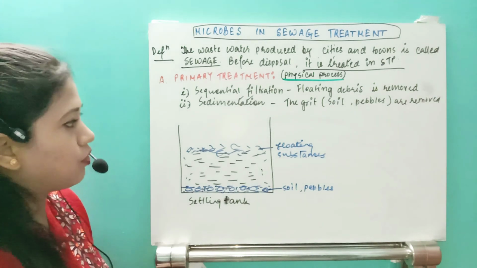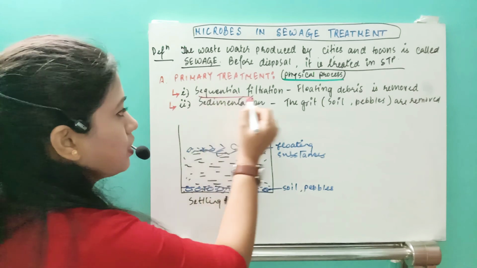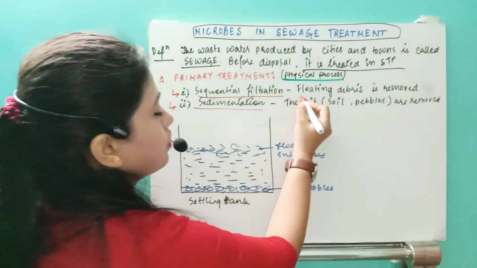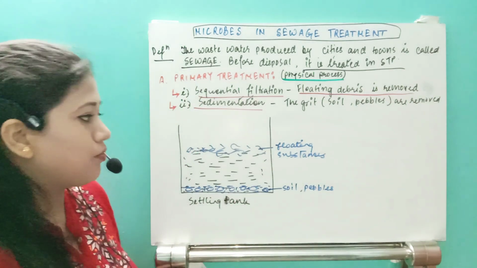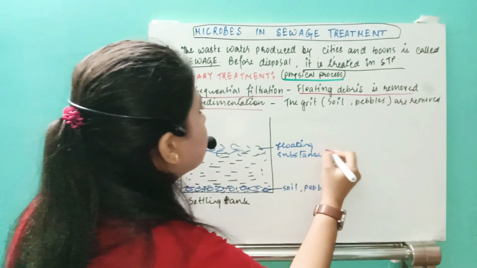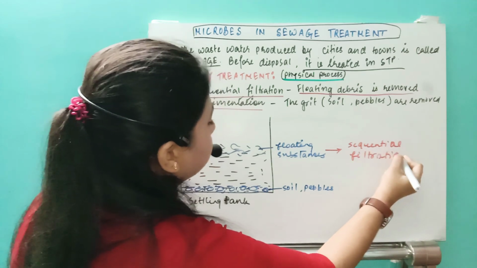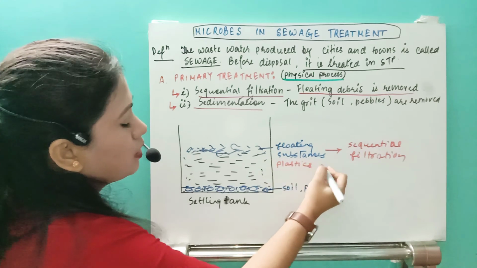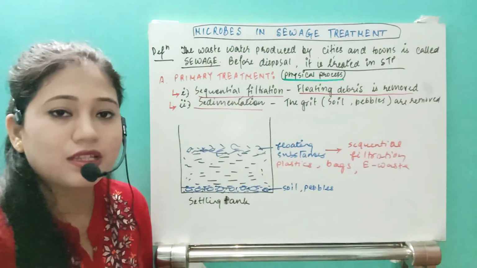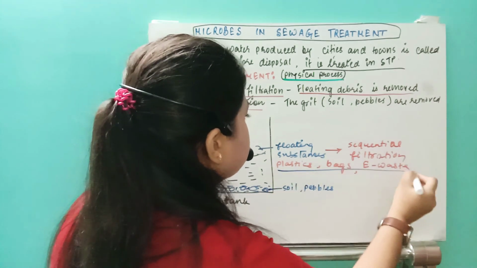So in this primary treatment, first of all, this primary treatment is divided into two parts. One is sequential filtration and the second one is sedimentation. So first of all, see what sequential filtration is. In sequential filtration, we will remove the floating debris. Okay, so whatever debris is present on the surface which does not settle down, we'll remove by sequential filtration. We will remove the plastics, some bags, then some electronic waste. This type of thing can be removed by sequential filtration, just by the filtration process, right?